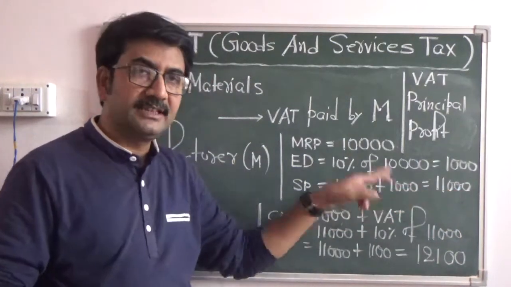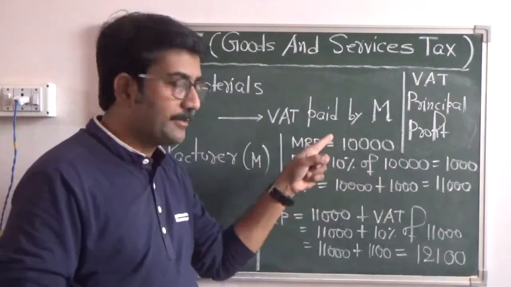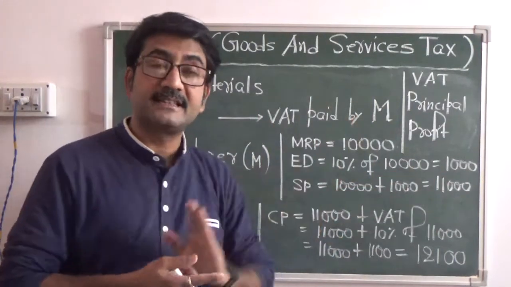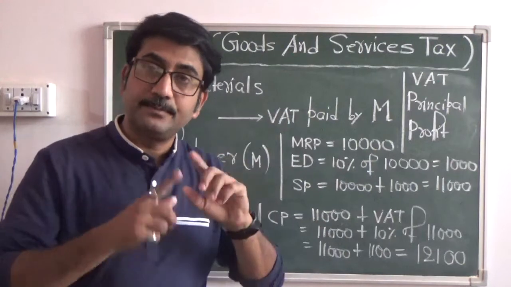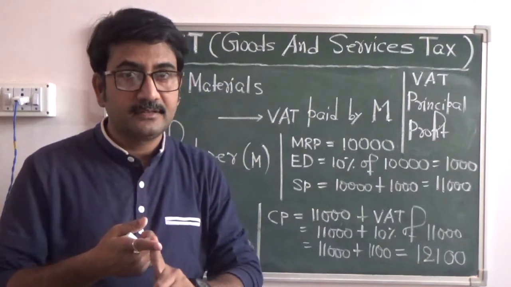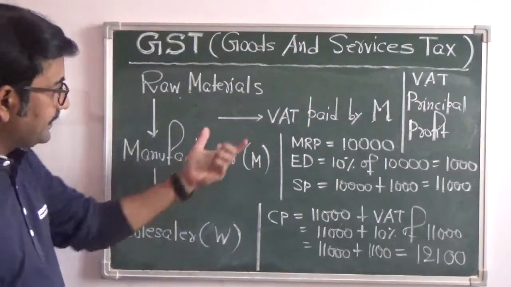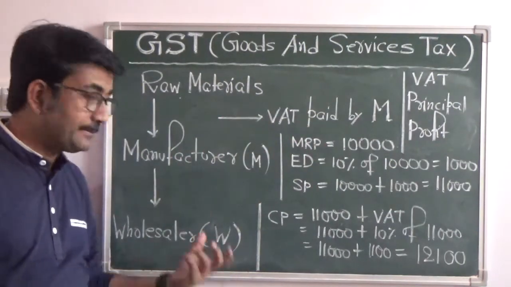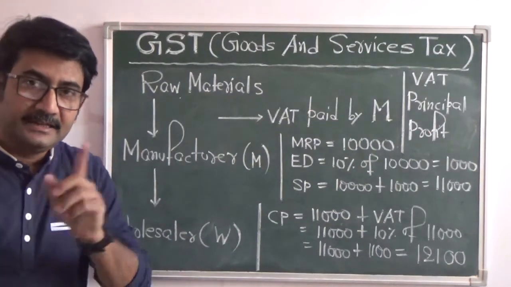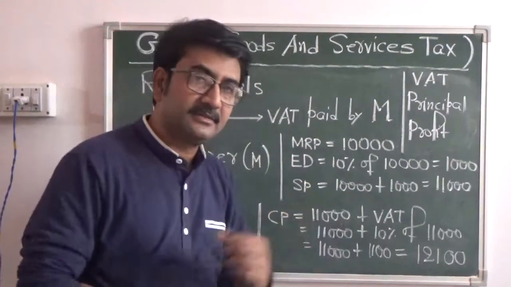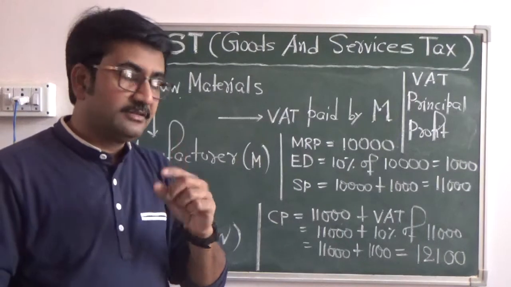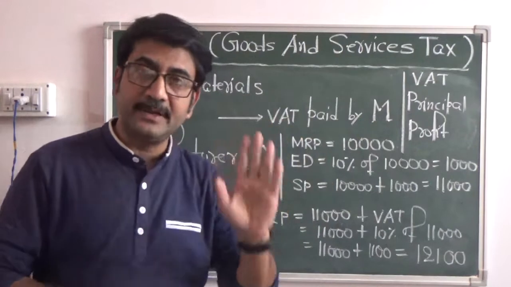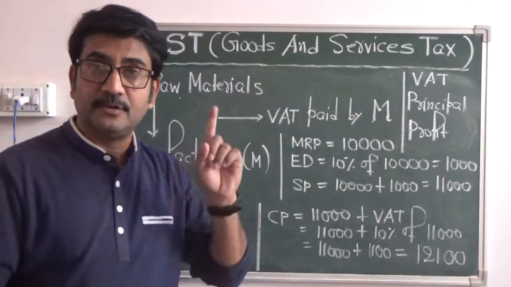So this 11,000 includes what? 10,000, the MRP for the manufacturer, and the 1,000 is the excise duty which he has already paid to the government, right? When he sells this mobile phone to the wholesaler, that means when the wholesaler purchases this mobile phone, his CP is 11,000. Mind it, this 11,000 includes the tax which has already been paid to the central government by the manufacturer.